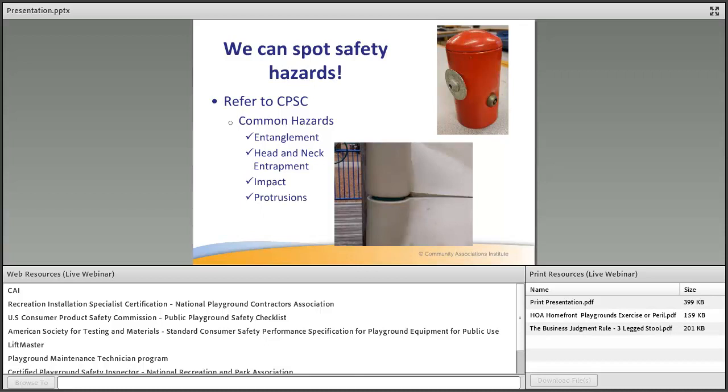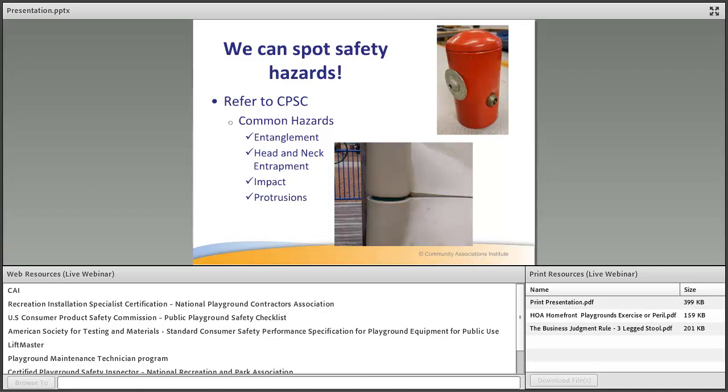There are some common situations that arise on playgrounds that can be spotted during regular inspections, and that's why preventive maintenance is so important. They include hazards like entanglement, head and neck entrapment, impacts as a result from falling onto surfacing, and lastly, protrusions. Nearly 80% of playground hazards are due to falls during impact, so falls to the surfacing below. So if you're really looking at reducing injuries, take care of your surfacing. Please, please, please take care of your surfacing. And you can look to the CPSC standards or the ASTM standards for those guidelines.